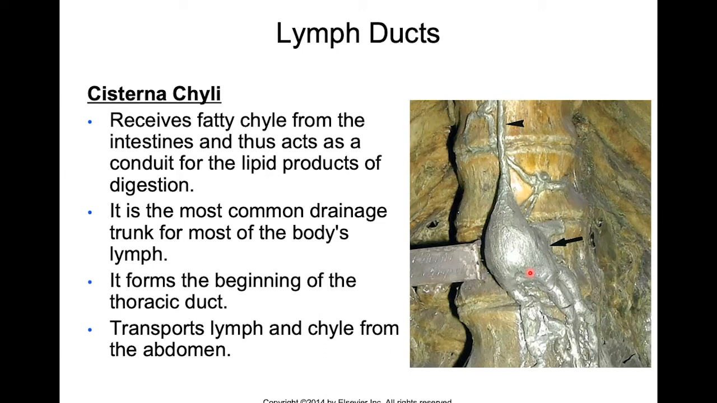Carbohydrates, proteins, and nucleic acids, they're all absorbed into our bloodstream, and that circulates back through the hepatic portal vein. Fat is absorbed in a different manner. Fat is absorbed through our lymphatic capillaries and ultimately drains back to the cisterna chyli. And as mentioned, all of the 3/4 of the body will be draining through the thoracic duct. Well, the cisterna chyli then is that reservoir that's the most common drainage trunk for most of the body's lymph.